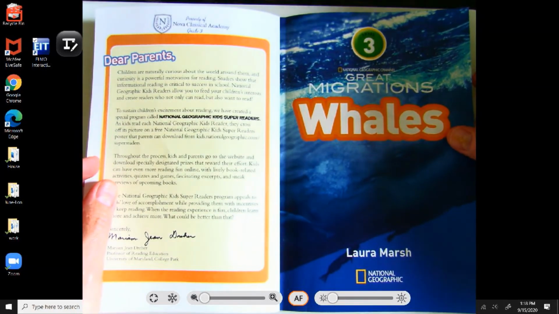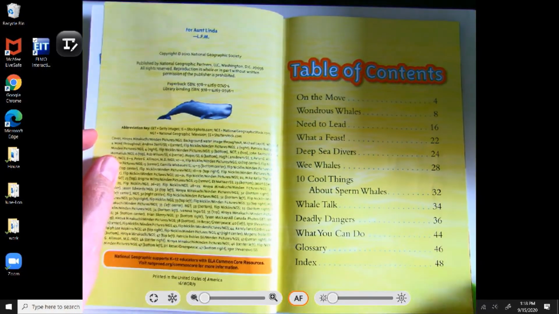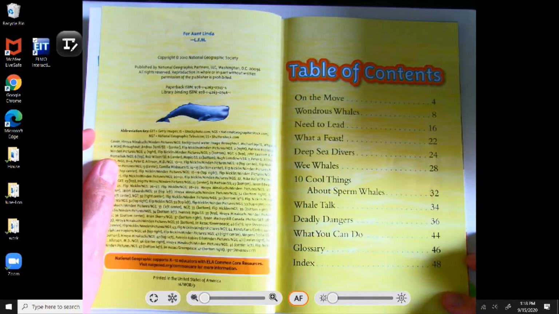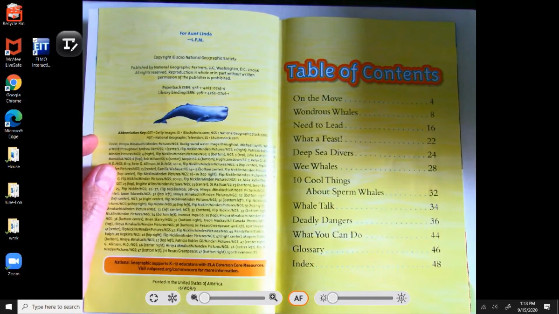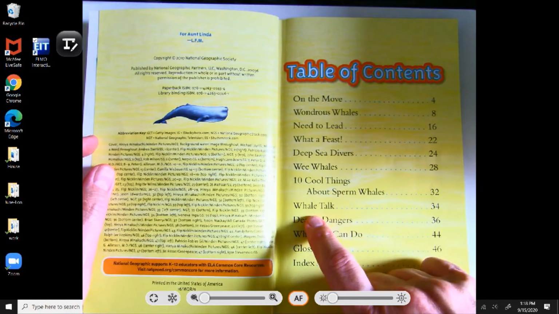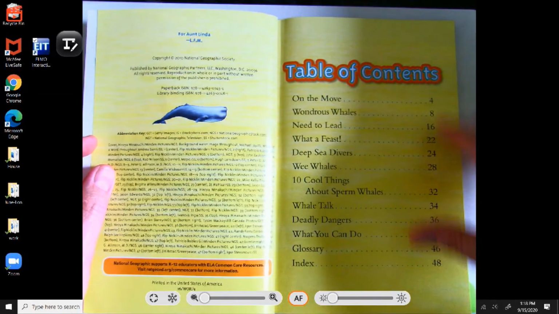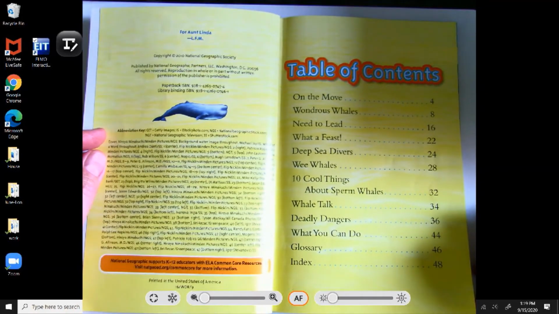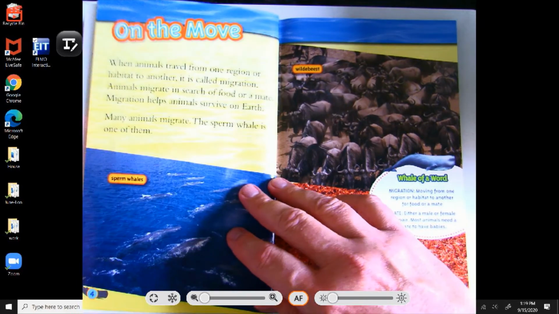So our title page. Then this should look familiar, right? We have the table of contents. Remember, the table of contents tells you where specific information can be found. So if you were thinking, I want to know how whales communicate, right? You can jump right down here, whale talk. I can go right to page 34. So it gives you a great sense of where information is on specific page numbers. We're going to turn that page for now.